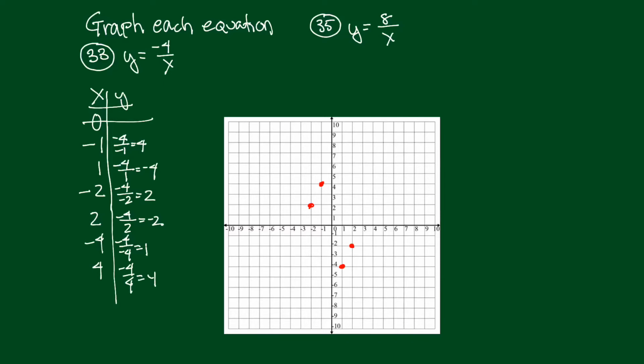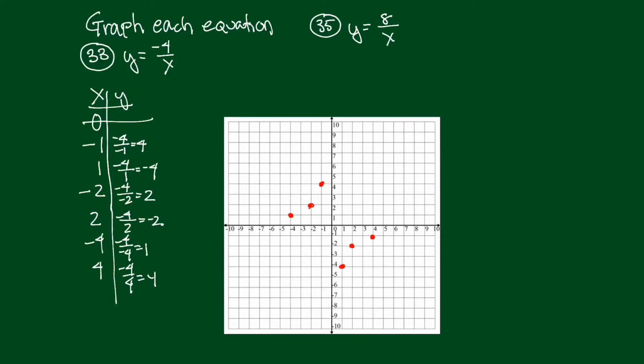So let's plot these points. We're going to go to the left 4, up 1. So starting right at the origin, to the left 4, up 1 puts us here. Put a point there. And then down here, to the right 4, down 1. So starting at the origin, to the right 4, down 1, and that will put us right here.